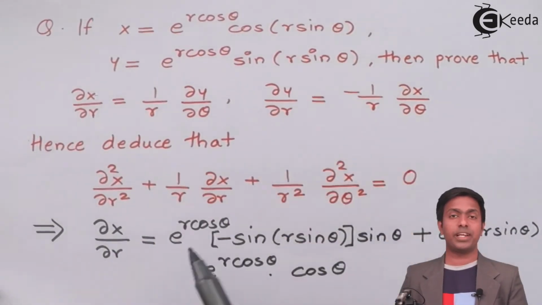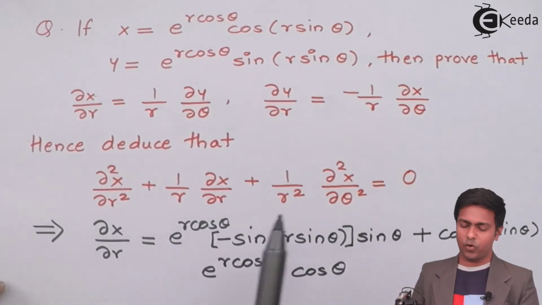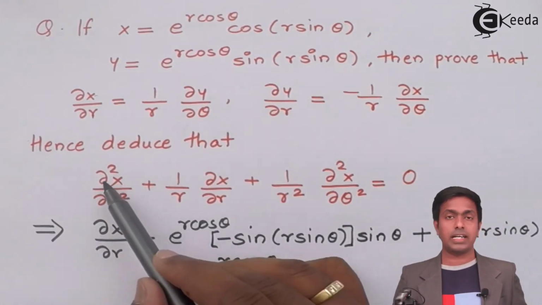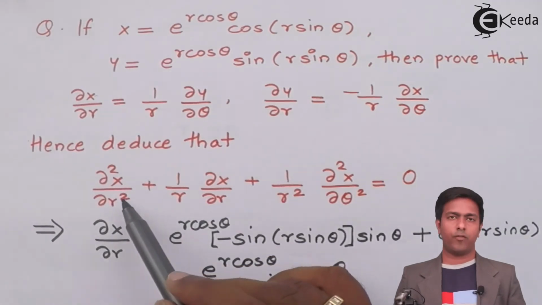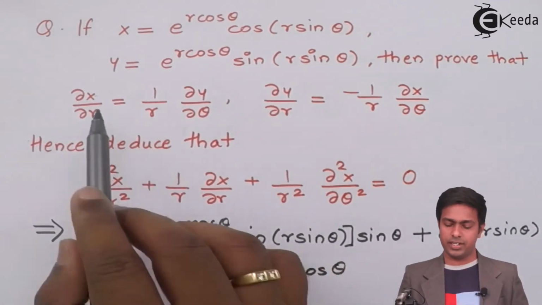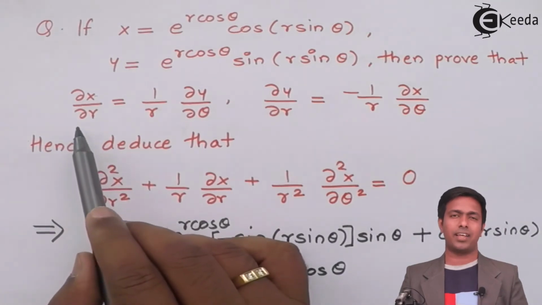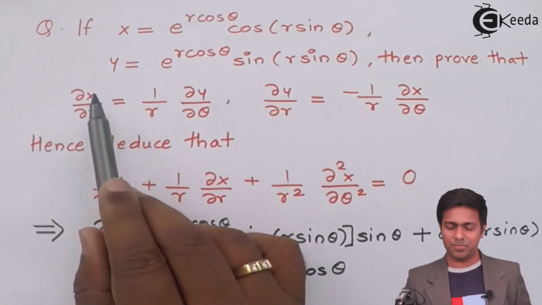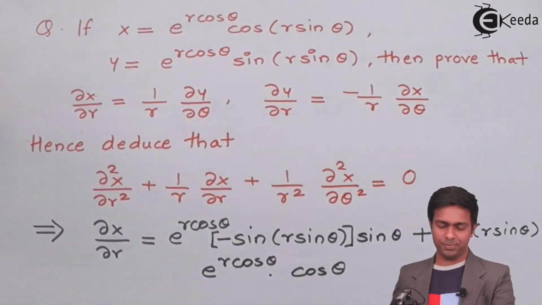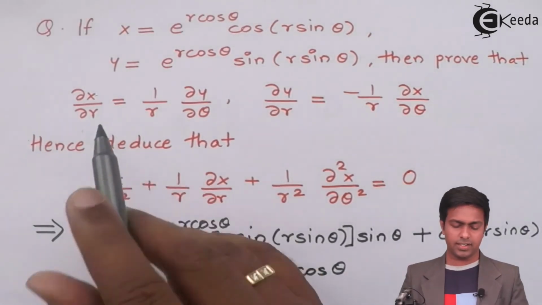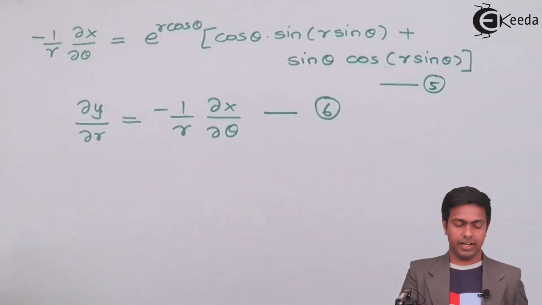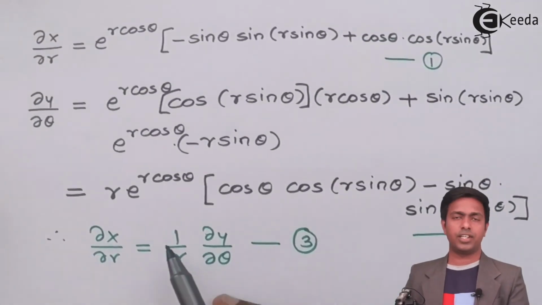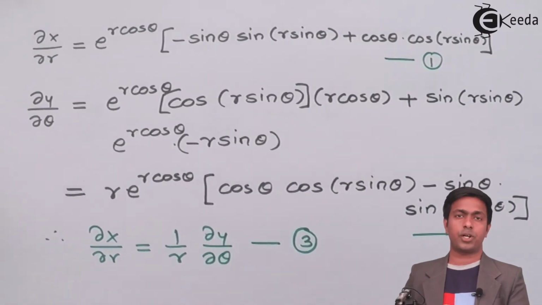Now let's move to the deduction. In the deduction we want the second order derivative. If you see here, we want del square x by del r square, and for that we will differentiate this first result with respect to r again, because due to that we will get del square x by del r square. This one is the result number 3. So I'll differentiate this equation number 3 with respect to r partially.